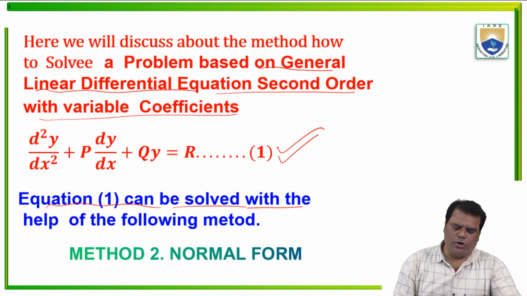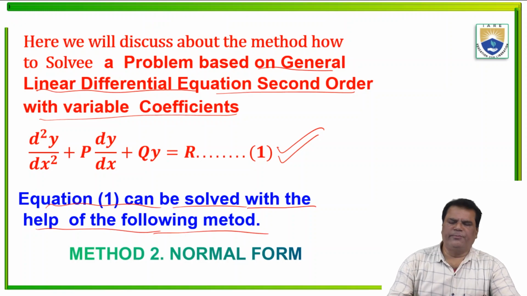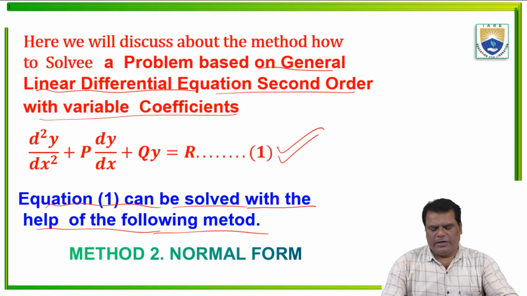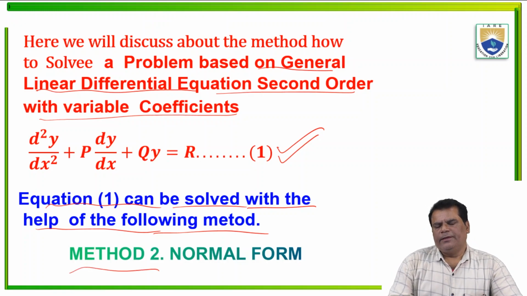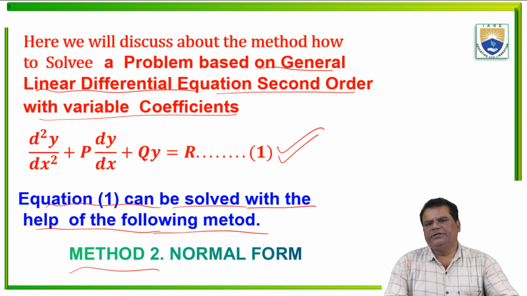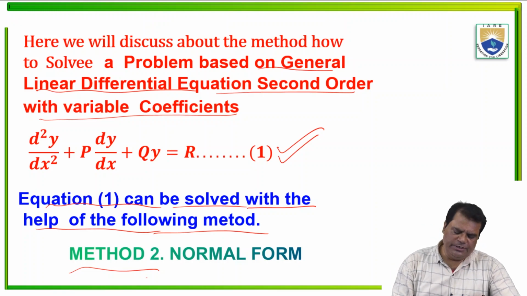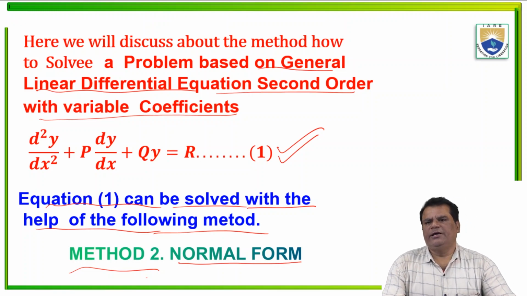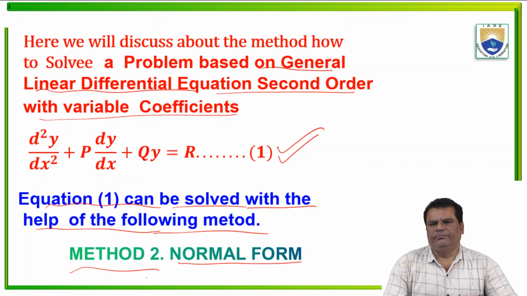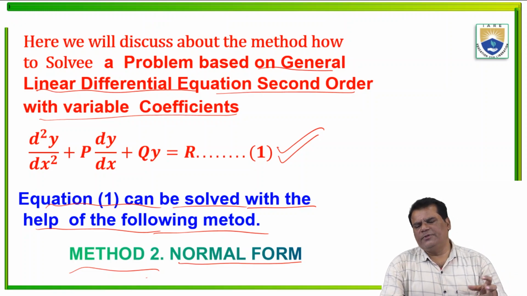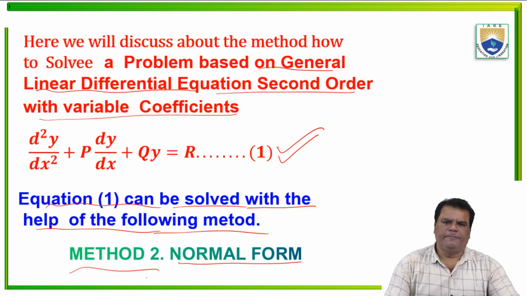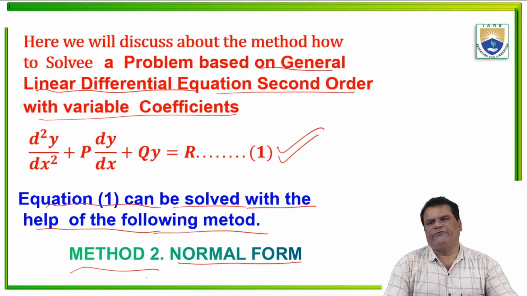Equation 1 can be solved with the help of the following method. The following method is method 2. Method 1 we have already discussed in the last lecture, but now we want to discuss method 2. Method 2 is normal form. It means the given general linear differential equation of second order with variable coefficient is changed into normal form. After changing to normal form, we can solve the equation and find the solution of 1.